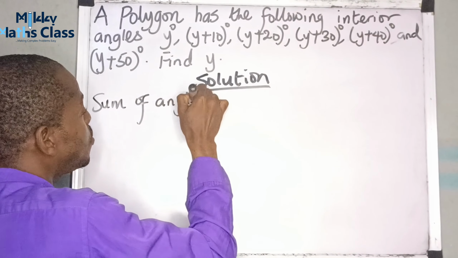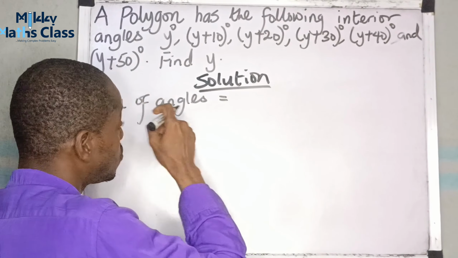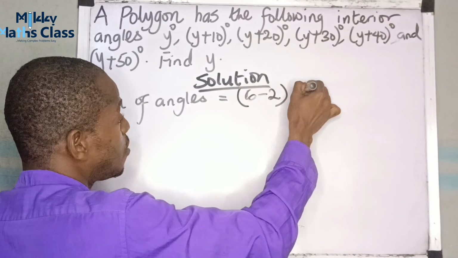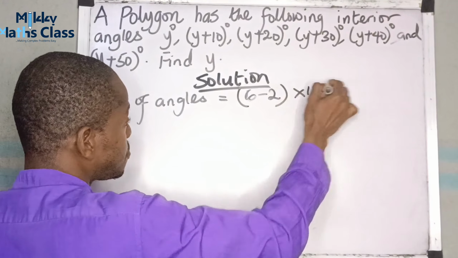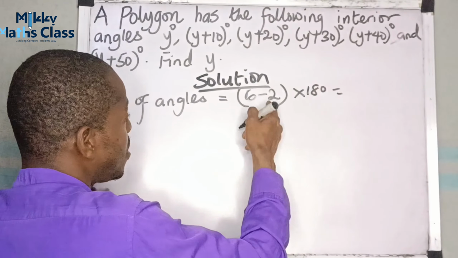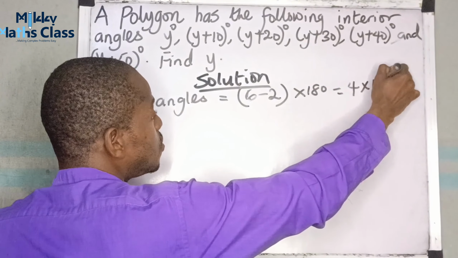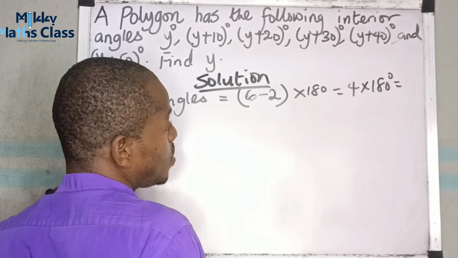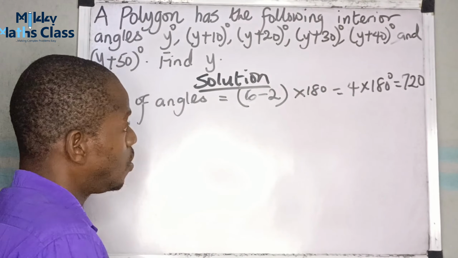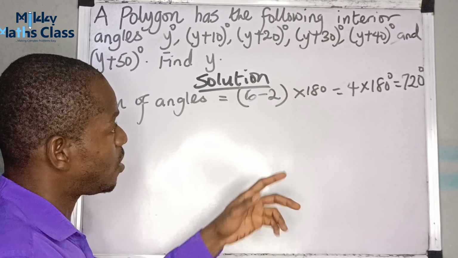For a six-sided polygon, the sum of angles is given by n minus 2 times 180 degrees. n is the number of sides, which is 6 in this case. 6 minus 2 is 4, and 4 times 180 degrees gives us 720. Okay, so the total sum of angles in the hexagon is 720.